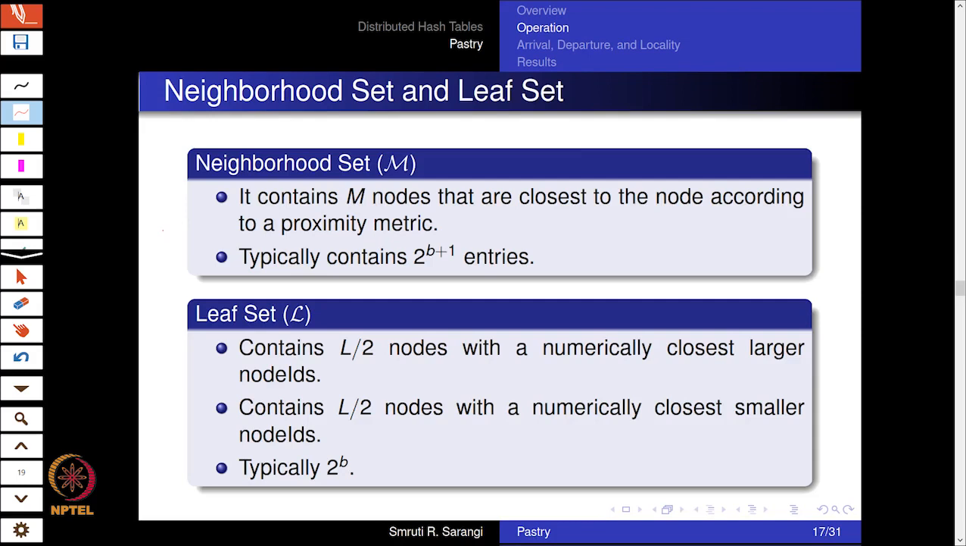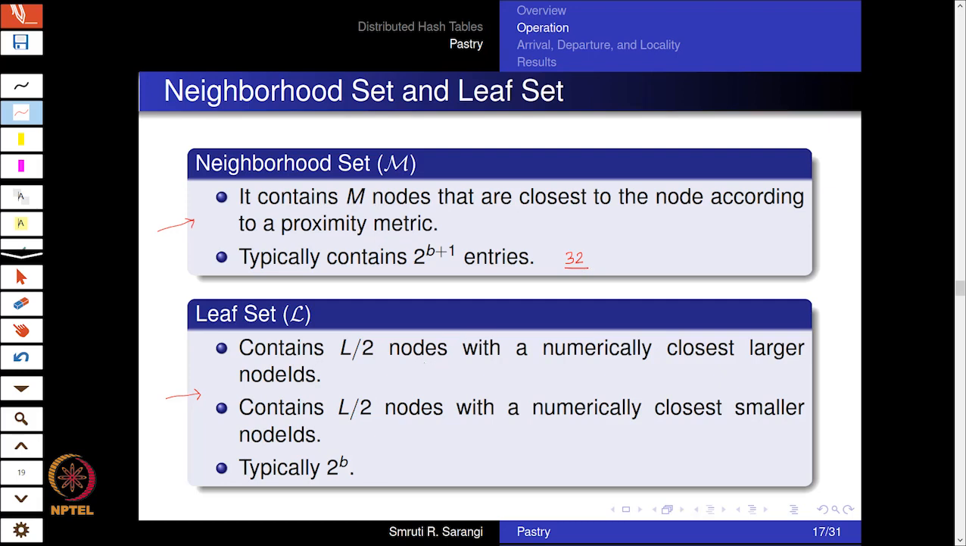So this is where we will use two other important data structures, the neighborhood set and the leaf set. The neighborhood set contains m nodes that are closest to the node according to, let's say, geographical proximity. So this will typically contain 2 raised to the power b plus 1 entries, in this case 32 entries. Right, so the neighborhood set can be thought of as a geographical neighborhood set. So this can contain 32 entries.